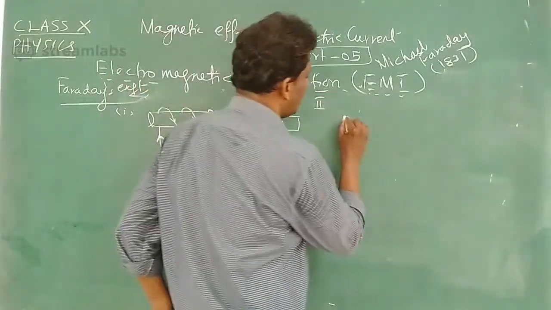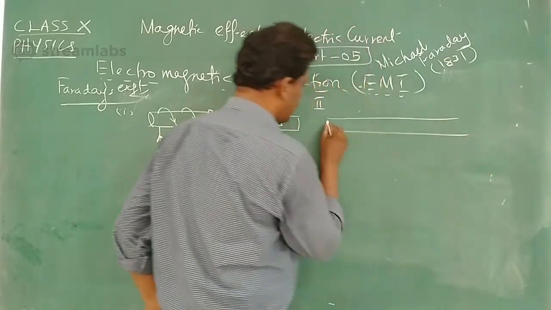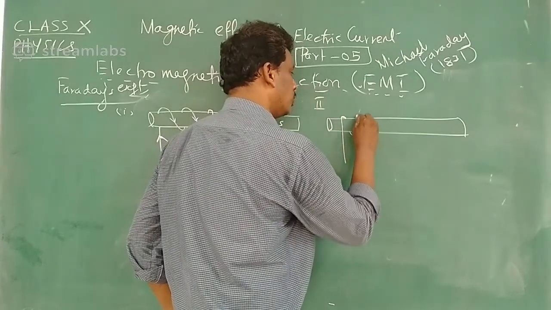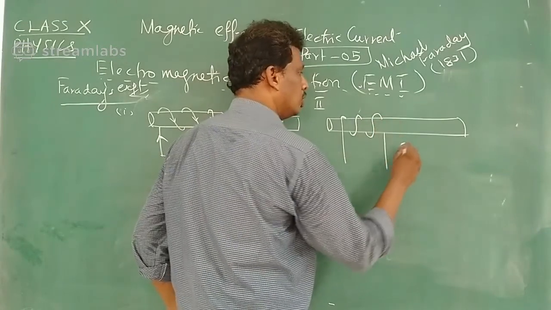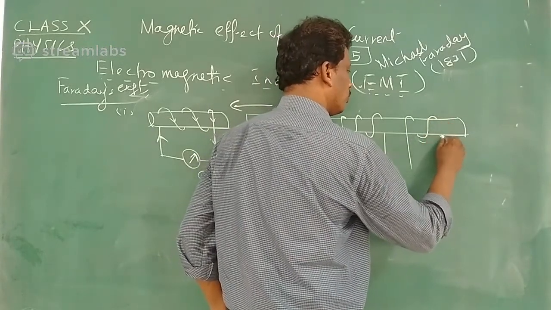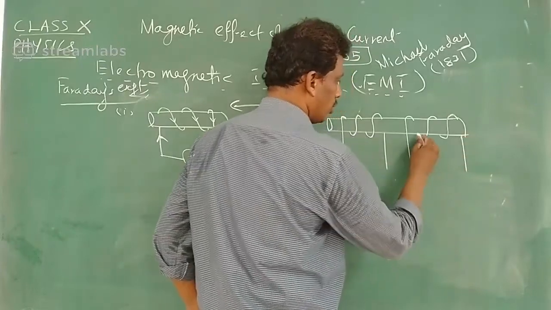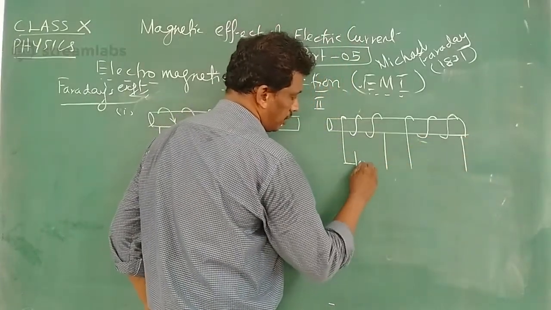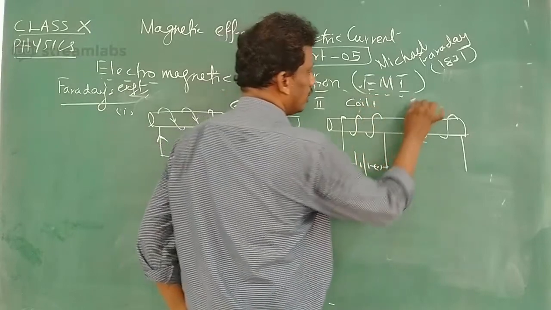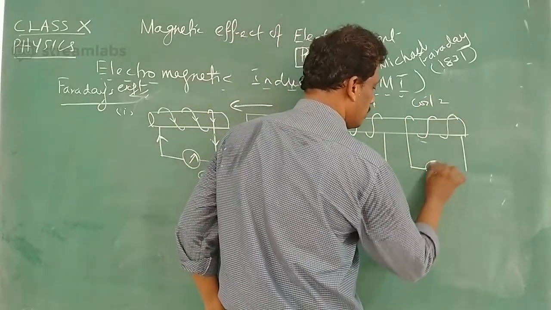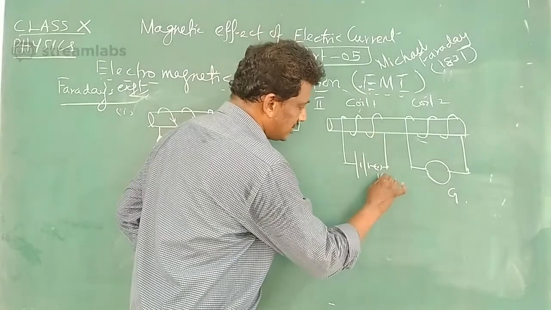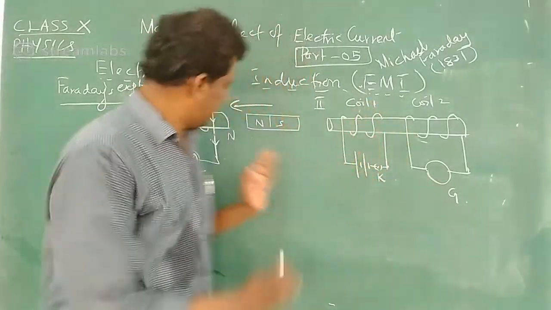Instead of a magnet, they have taken two coils. You see, this is a very interesting circuit. This is one coil. Then here, another coil. Here he has kept a battery and a key. Suppose coil 1, coil 2. Here you put the galvanometer. Try to understand. Now what they are doing here, this is the key. Here, the galvanometer. I am going to show you the same.